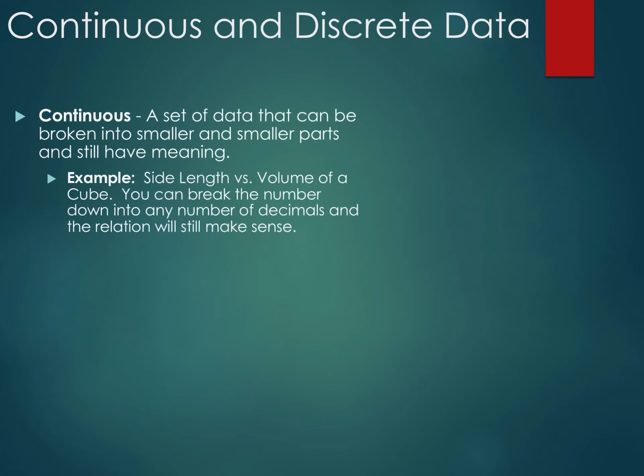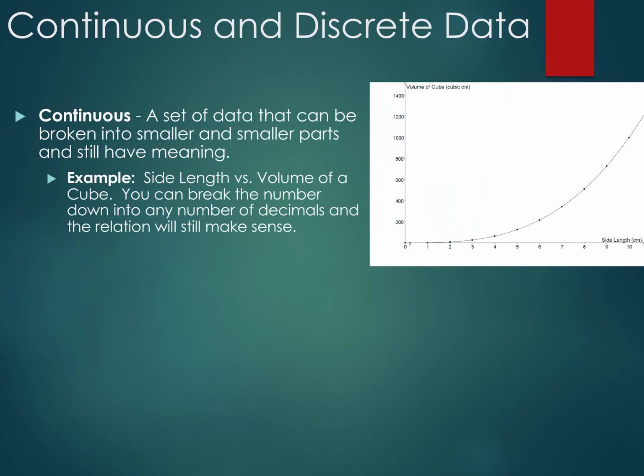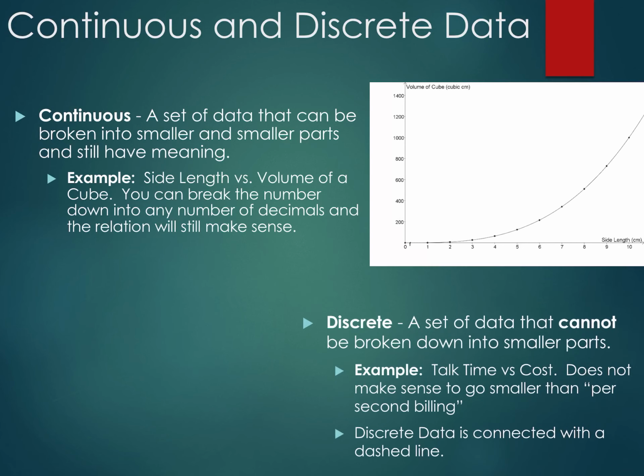A set of data that can be broken into smaller and smaller parts and still have meaning, we'll call continuous. Things like side lengths and volume can always be broken down into decimals. Time is another one that can always be broken down into decimals, and we call those things continuous. Discrete is a set of data that cannot be broken down into smaller and smaller parts.